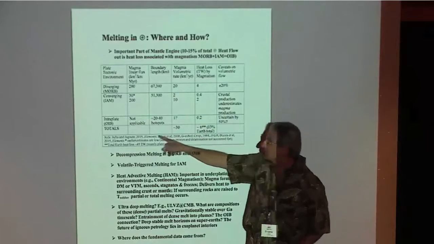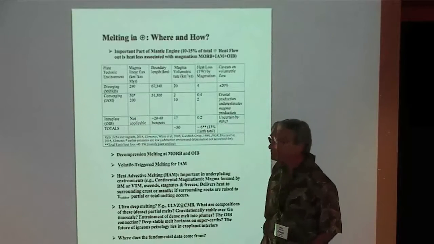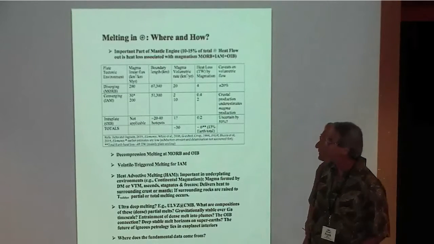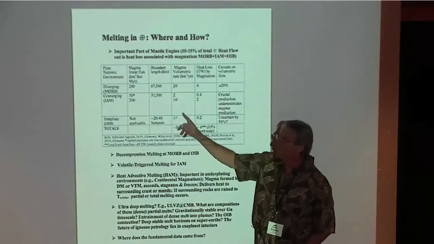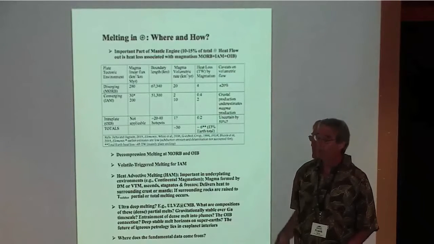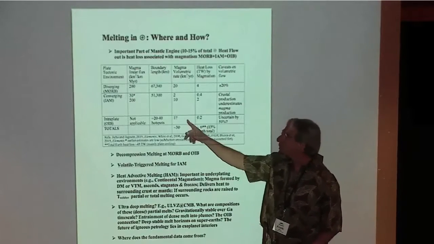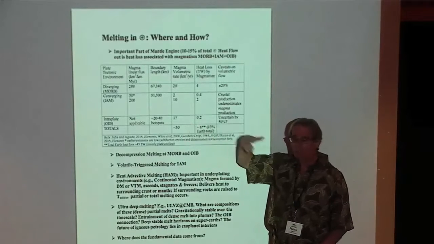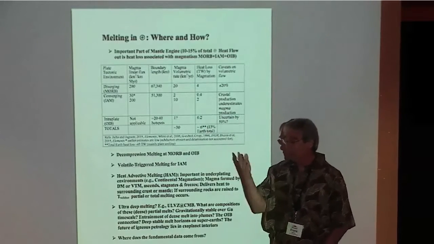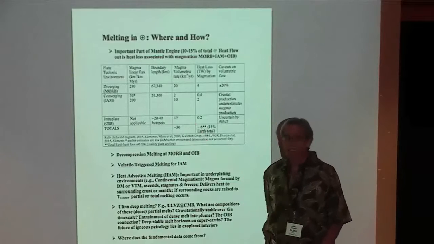Intraplate oceanic island basalts, right? The stuff that mantle geochemists love to talk about. It's probably about a cubic kilometer per year of magma generated there. This is a much more uncertain number, and it would be great if someone here at some point, maybe this summer, starts to look at this.